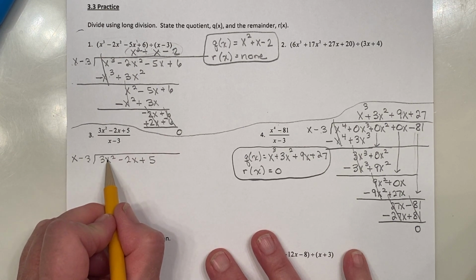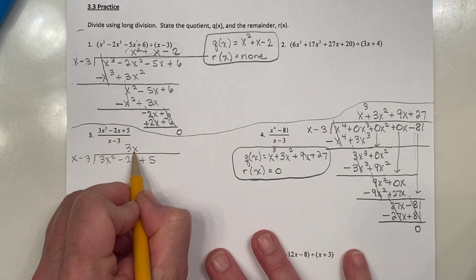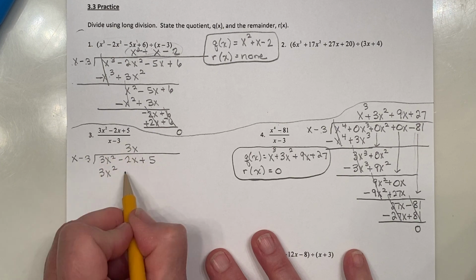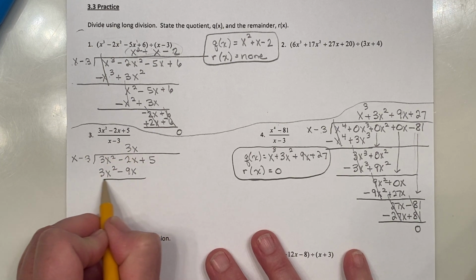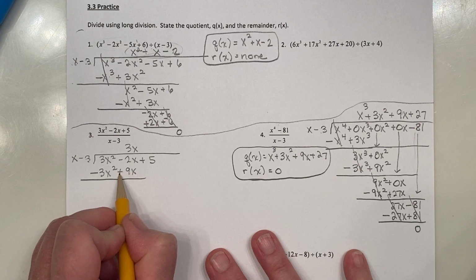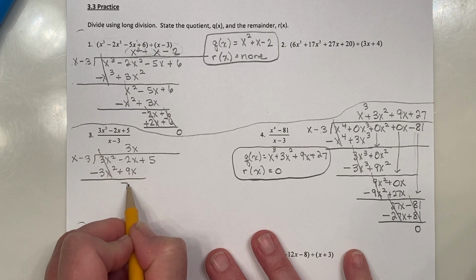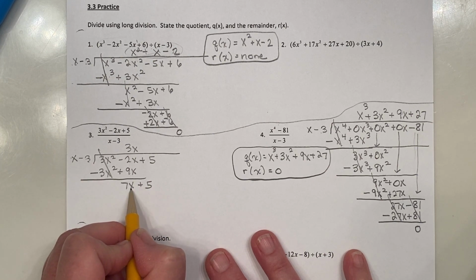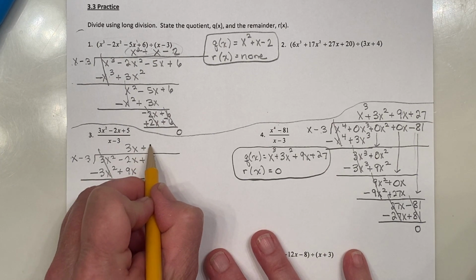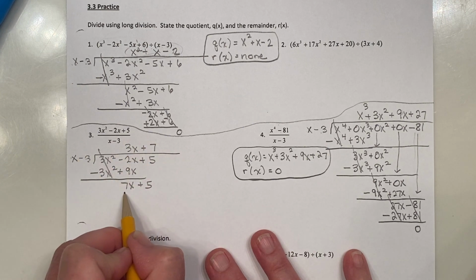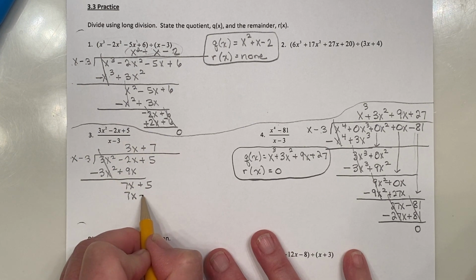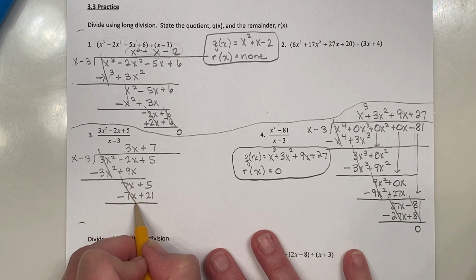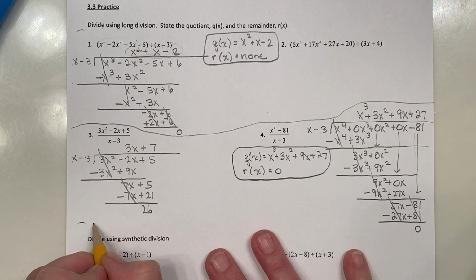All right, what do I multiply x by to get 3x squared? Well, that's 3x. Back multiply, 3x squared, minus 9x. Subtract by changing all signs, collect, 7x plus 5. x divides into 7x, or I just multiply by 7. 7 times x matches this 7x, and then I have minus 21. Subtract, change that sign, collects to 0. My remainder is 26.